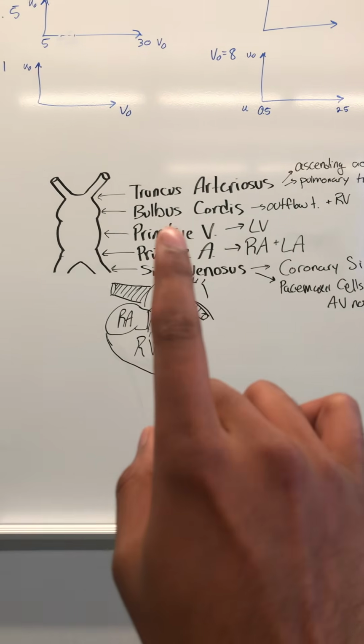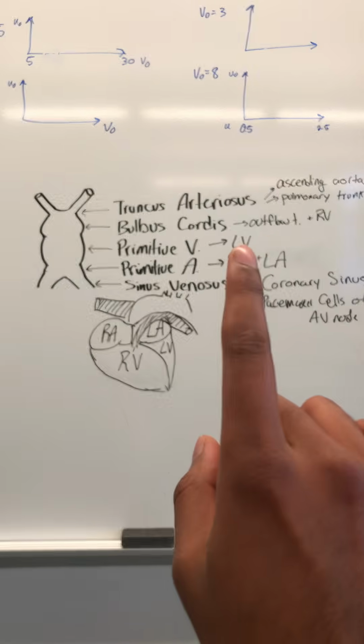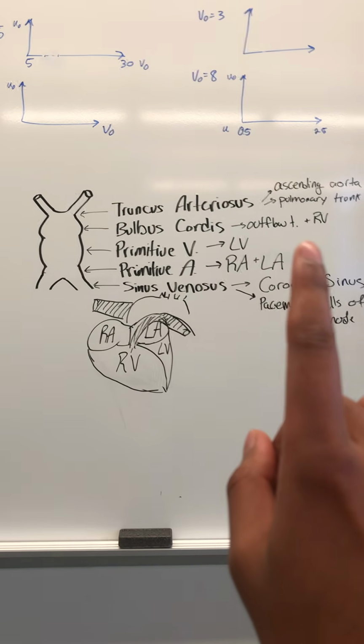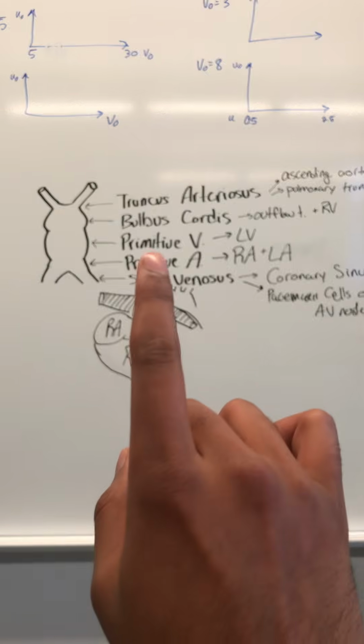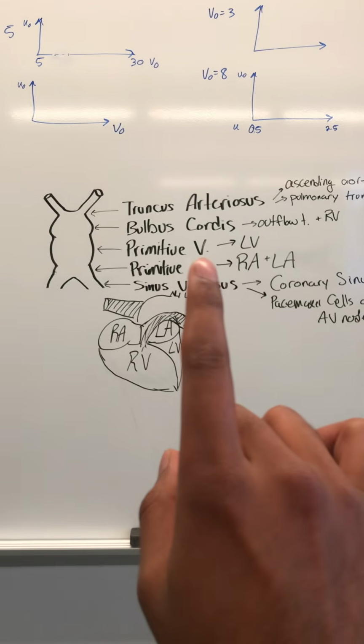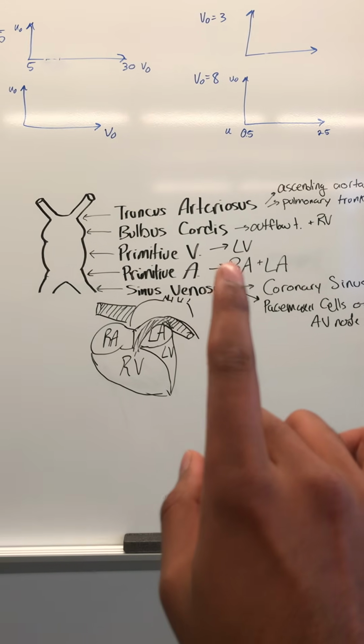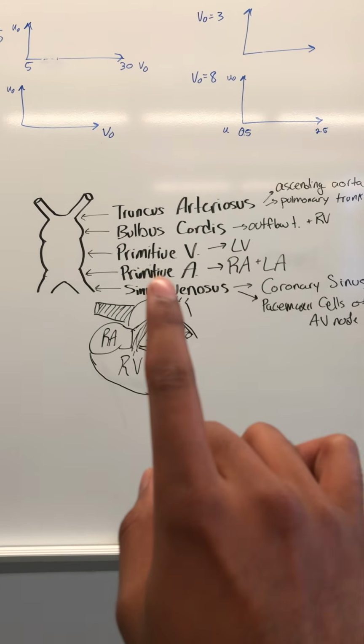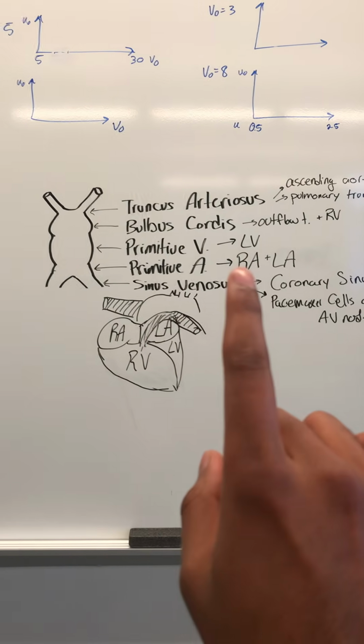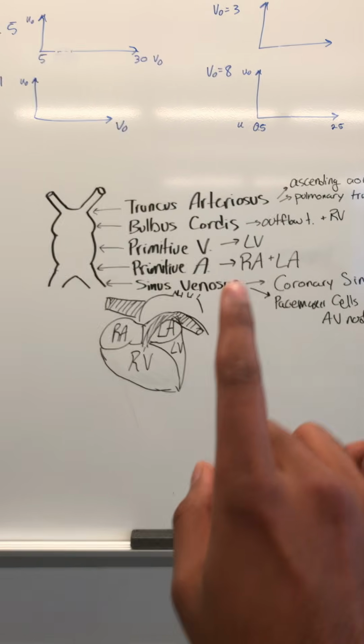Next, you have the bulbus cordis, which creates the outflow tracts as well as the right ventricle. Next, you have the primitive ventricle, and this will become the left ventricle, which makes sense because it's the primitive ventricle, and the left ventricle is our significantly larger ventricle.